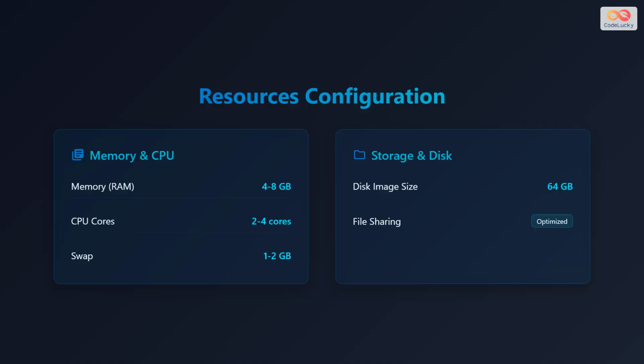The Resources section allows you to configure the amount of system resources Docker Desktop can use. You can adjust the memory, which is random access memory, and central processing unit cores allocated to Docker. Setting appropriate values here is essential for performance. You can also configure swap memory and disk image size. Optimized file sharing is recommended.